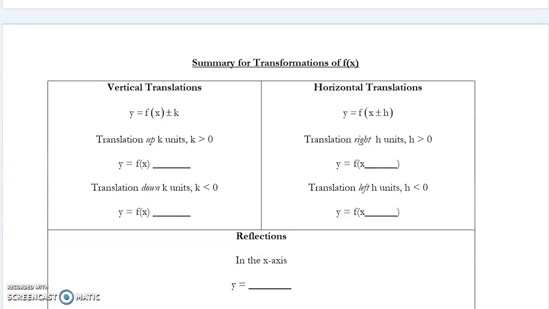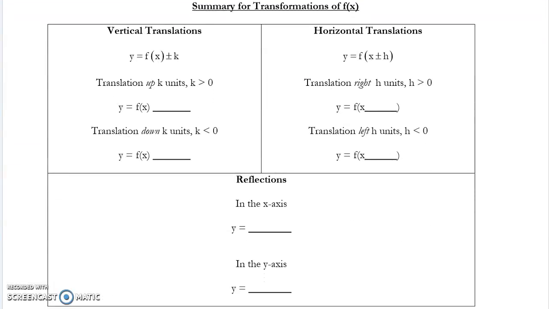Alright, so now let's go ahead and flip and do a quick summary of all of the transformations that we talked about today, our translations and reflections. When we are translating vertically, we are adding or subtracting to the original function. If it is a shift up, I am going to add a value. A shift down, I am going to subtract that value.